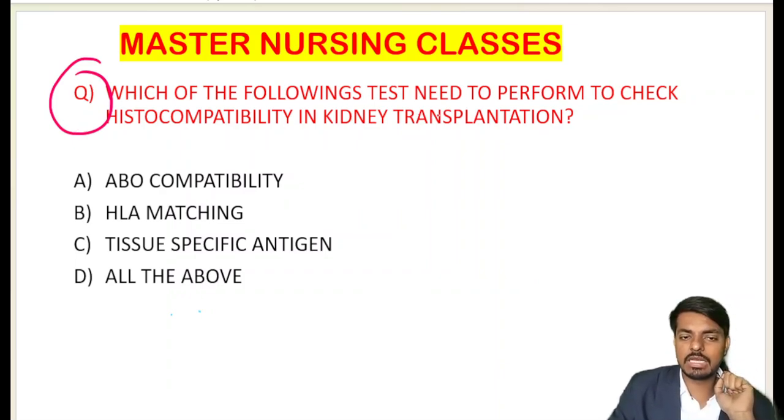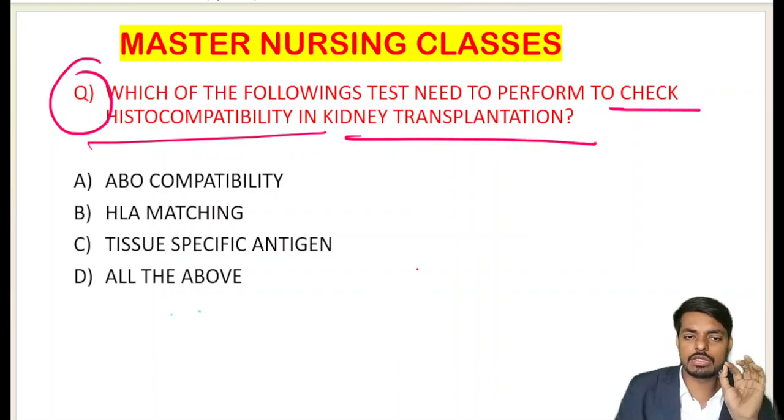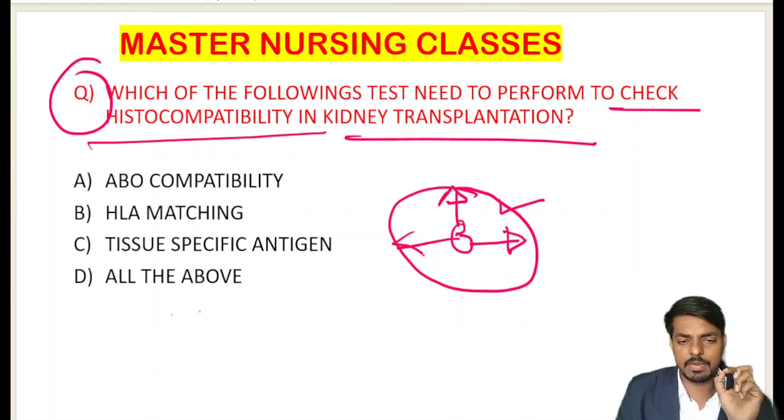Which of the following tests needs to be performed to check the histocompatibility in kidney transplantation? So what happens, students? When we take the organ from someone and implant it inside a person's body, if the histocompatibility is not matching, this organ may damage the person's body. This situation we call a graft versus host reaction.